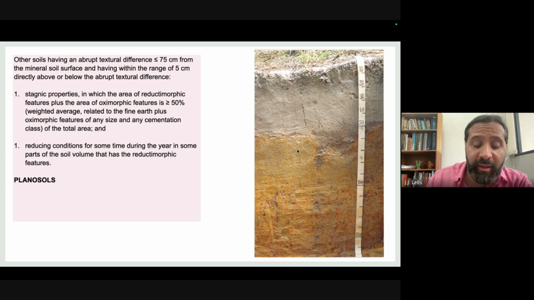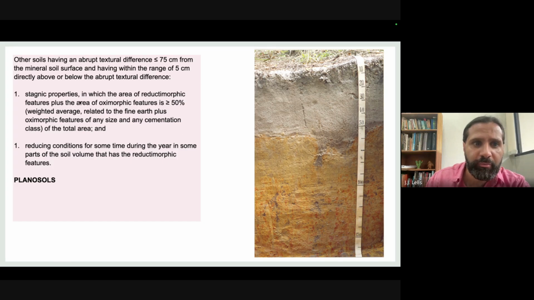So in the case of the planosols, this huge increase of clay content must be in a very small distance. So just a few centimeters, like 5 centimeters or even less than this, I must register a huge increase of clay content. So this huge increase of clay content will reduce or limit the root growing through the soil profile, okay.